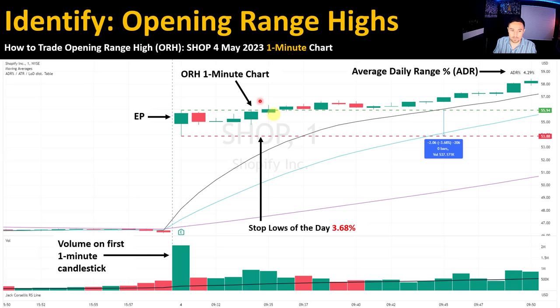Now what percentage risk is that? That is 3.68%. What is the ADR percentage of the stock? 4.29%. Is that acceptable risk versus reward? It's pretty darn good, isn't it? It's around 2/3 or so of the ADR, which is kind of acceptable. And look at the volume coming through. It's pretty good candlesticks, volume, price action going on.